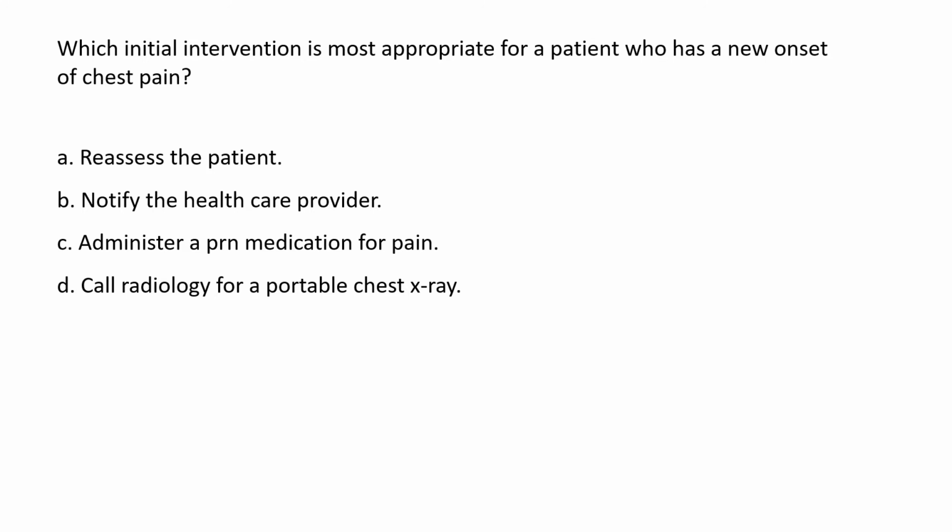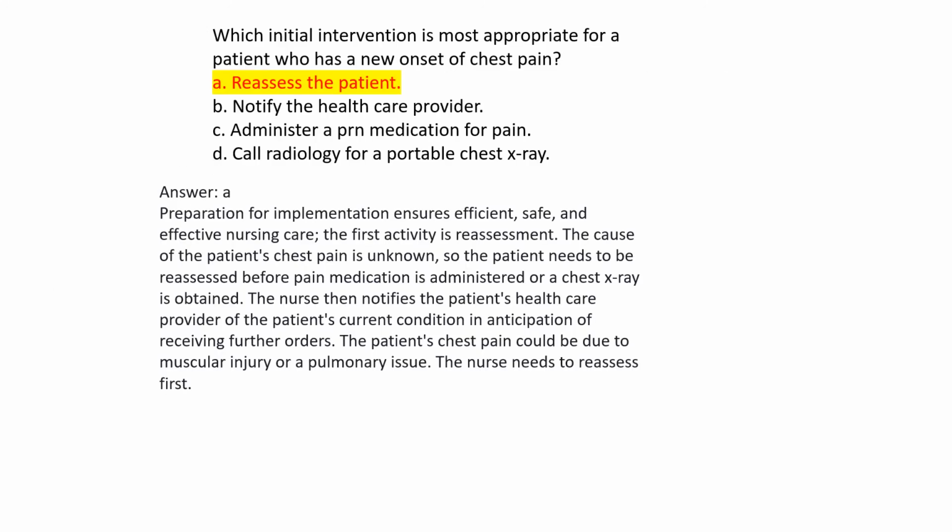Which initial intervention is most appropriate for a patient who has a new onset of chest pain? A. Reassess the patient. B. Notify the healthcare provider. C. Administer a PRN medication for pain. D. Call radiology for a portable chest X-ray. Answer A. Reassess the patient.